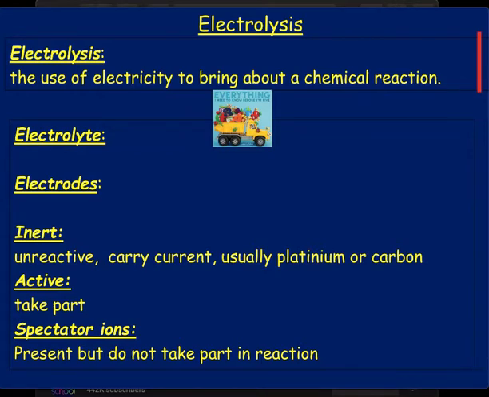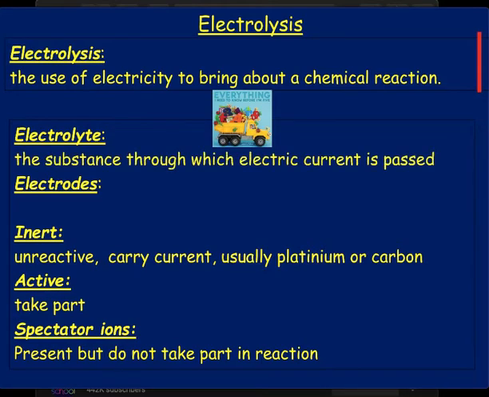So we have our definition now, and here are some words that may become important. The electrolyte is the substance which electrical current is passed through. So this is your molten salt, or this is your salty water. It's one of those two things.